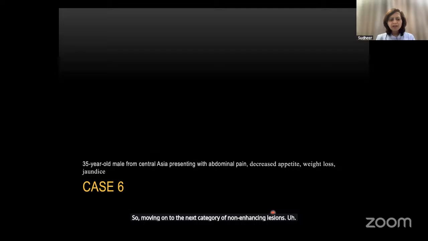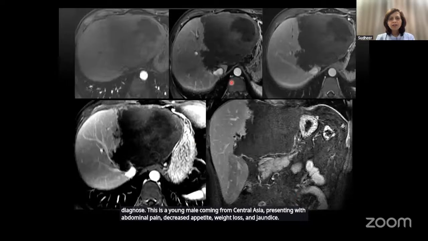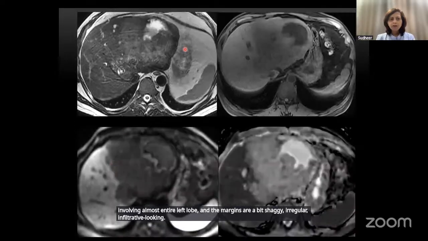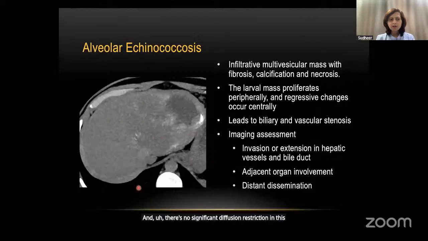So this is a very interesting case, and unless you know this entity, it will be difficult to diagnose. This is a young male coming from Central Asia presenting with abdominal pain, decreased appetite, weight loss, and jaundice. On post-contrast MR images, you can see this large non-enhancing lesion involving almost entire left lobe, and the margins are a bit shaggy, irregular, infiltrative looking. On T1 and T2 weighted images, you can see a few tiny cystic areas at the margin, and there is no significant diffusion restriction in this particular case.